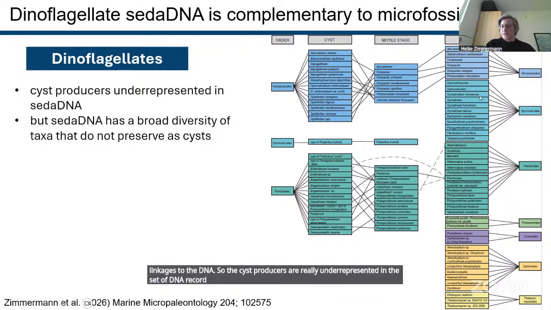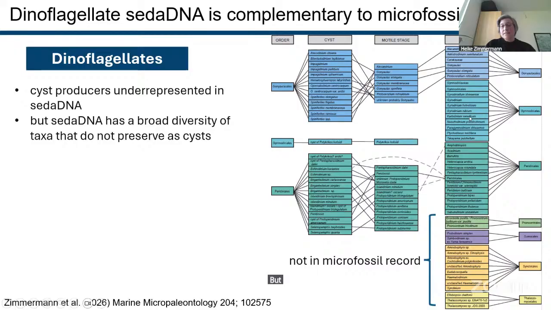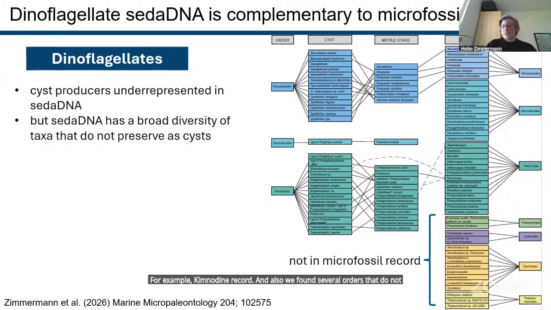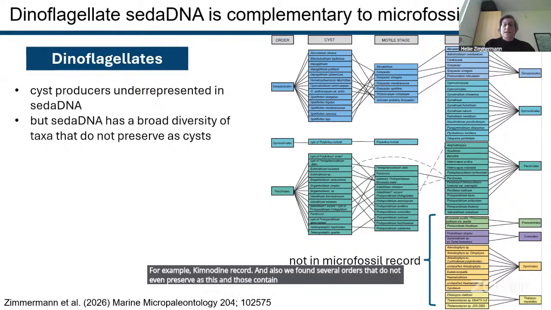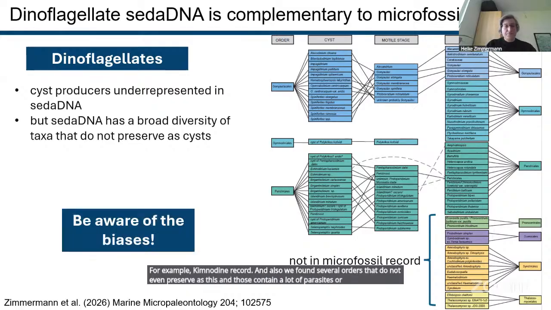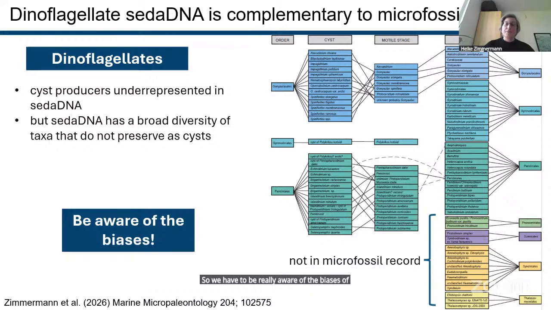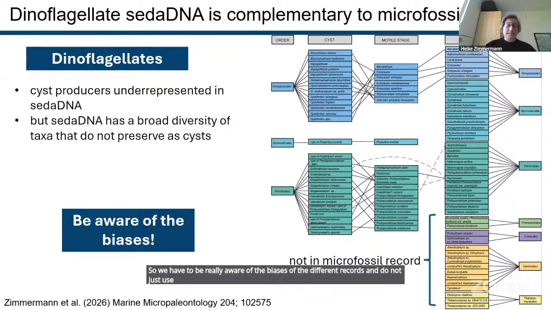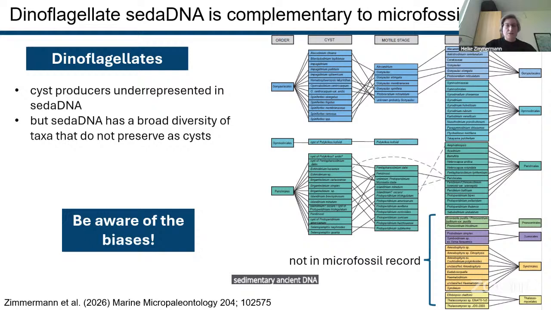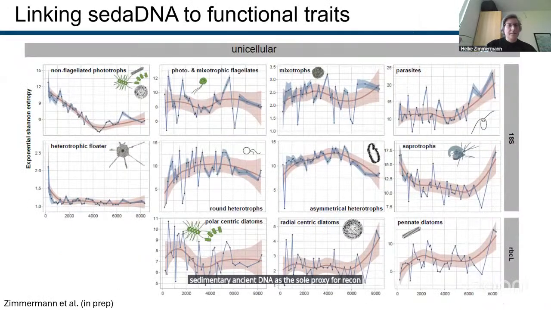But for example, Gymnodiniales were more diverse in the DNA record, and also we found several orders that do not even preserve as cysts, and those contain a lot of parasites or endosymbionts. So we have to be really aware of the biases of the different records, and do not just use sedimentary ancient DNA as the sole proxy for reconstructions.